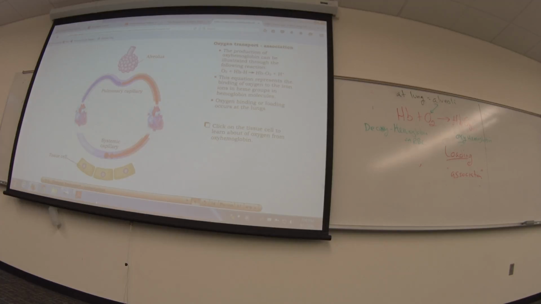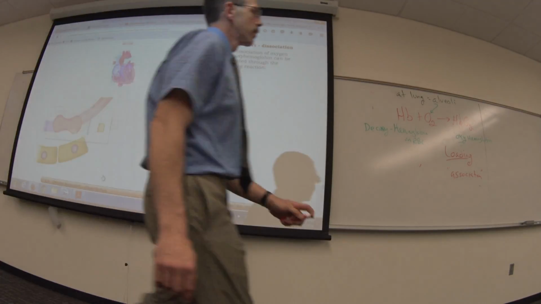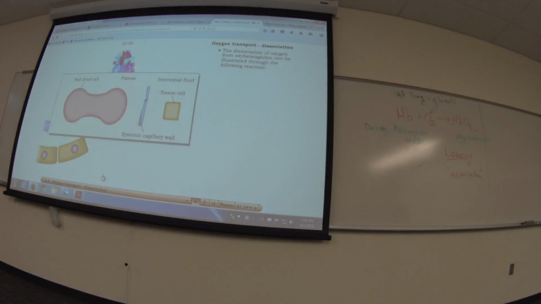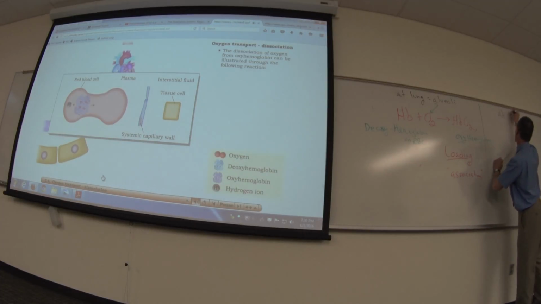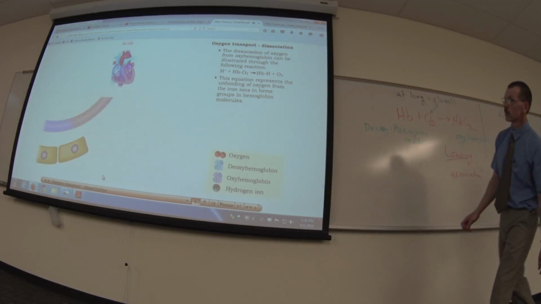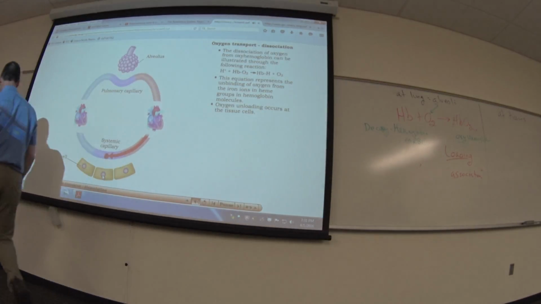Click on the tissue cell. So, the dissociation of oxygen from oxyhemoglobin can be illustrated through the following reaction. Hydrogen ions bind to oxyhemoglobin to form deoxyhemoglobin and oxygen. This equation represents the unbinding of oxygen from the iron ions in heme groups in hemoglobin molecules. Oxygen dissociation occurs at the tissue cells.